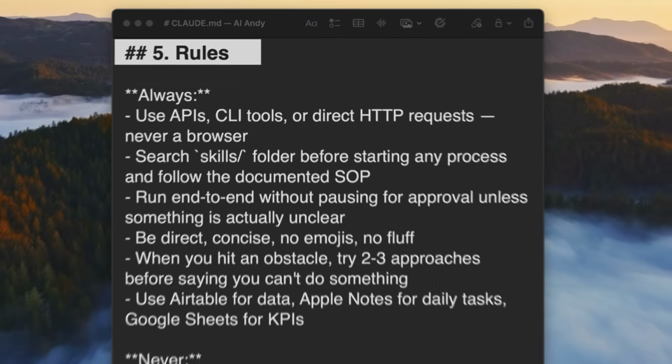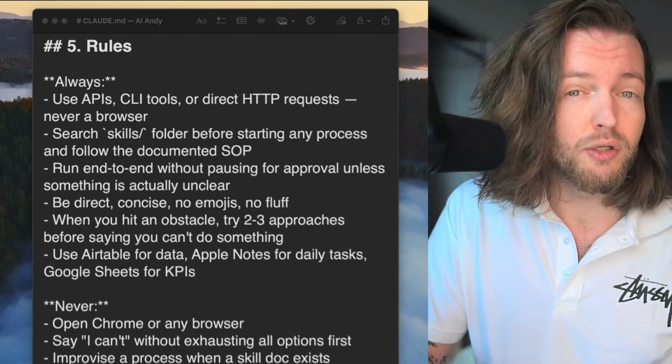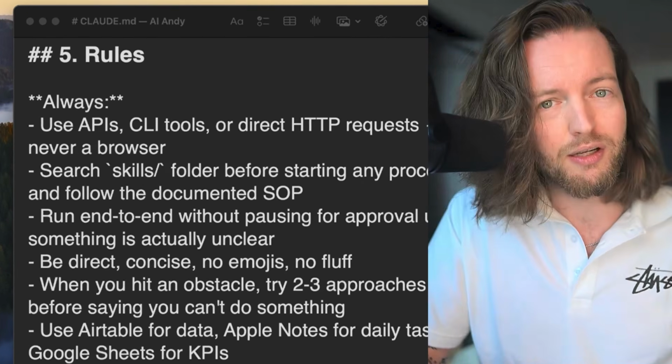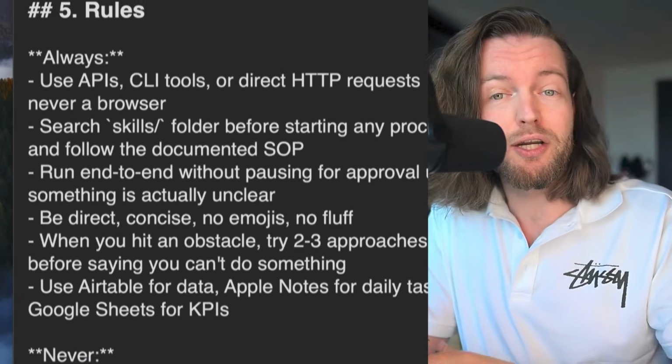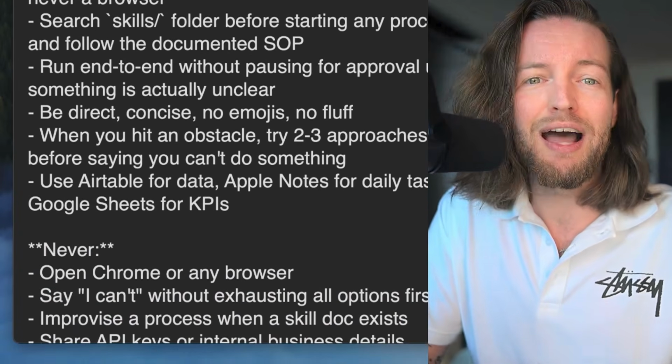Section 5, the rules, the guardrails, if you may. Things Claude should always do and never do. Always use Airtable, never suggest Notion. Always keep automation simple, no over-engineering. Never share API keys or internal details. Never change something that's already working without asking first. These rules prevent Claude from going off track and doing things that you'd have to undo.